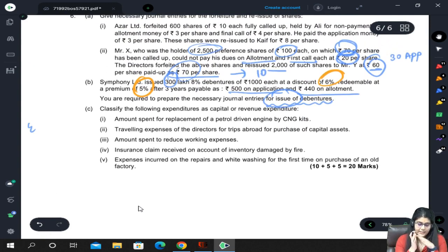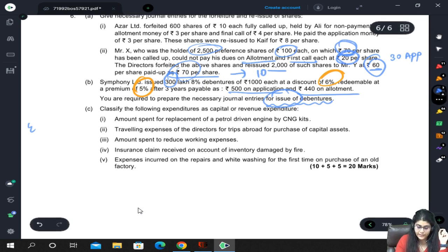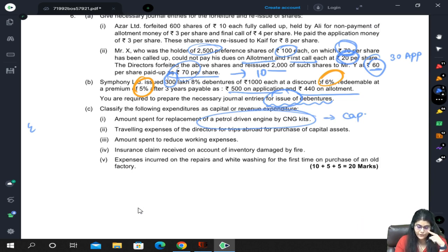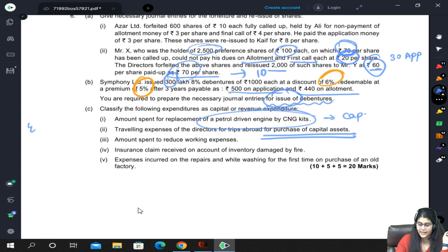Last one, classify the following expenditures as capital or revenue. Amount spent for replacement of a petrol-driven engine by CNG kits. This is a major expenditure. So it is capital in nature. Traveling expenses of directors for trips abroad for purchase of capital assets. For purchase of capital assets, so they have to be capitalized to the cost of the assets.